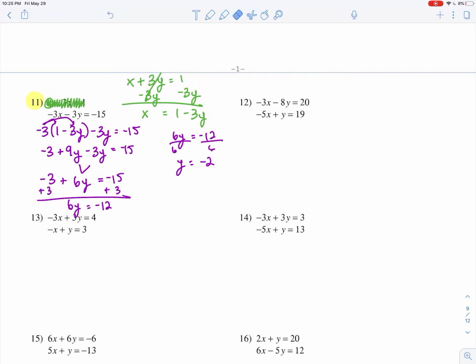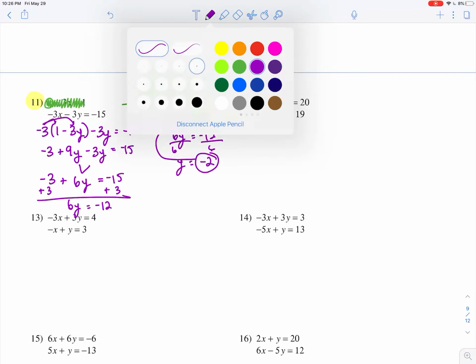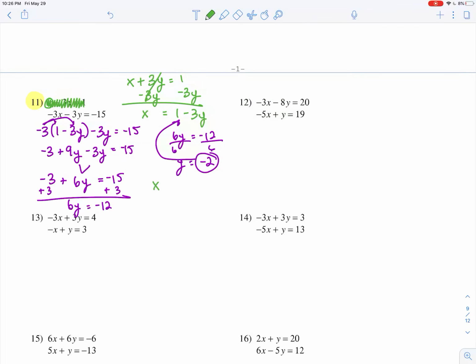Now, that's only half of my answer here. I also need an x value to go with it. So I'm going to take this answer that I got for y and plug it into this equation. Let's go ahead and switch back to green here. So I know that x is equal to 1 minus 3 times y, and I know that y is equal to negative 2, so I'm going to multiply 1 minus 3 times negative 2, so that's 1 minus negative 6, which is the same thing as 1 plus 6, which is 7. So x is equal to 7.